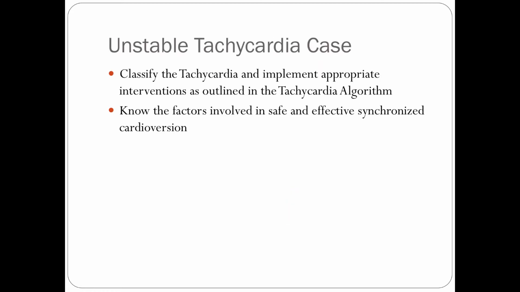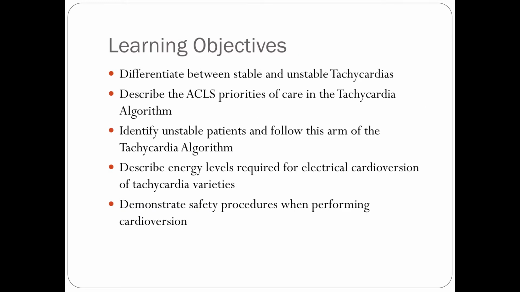Unstable tachycardia. So now we talked about our slow rhythms. Now let's talk about our fast rhythms with pulses, how to treat them. Classify them and give them appropriate treatment and other factors, and synchronized cardioversion. So is it stable or unstable tachycardia? What's the priority of the tachycardia rhythm that he's in at that point?